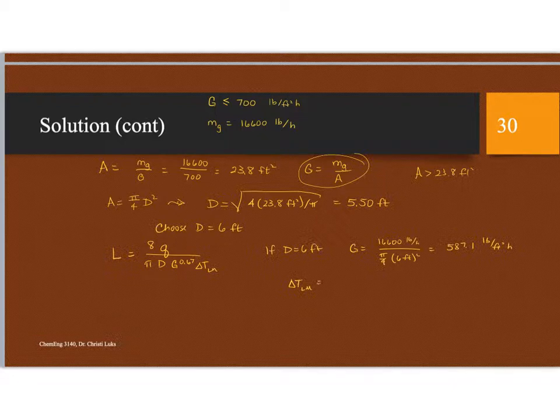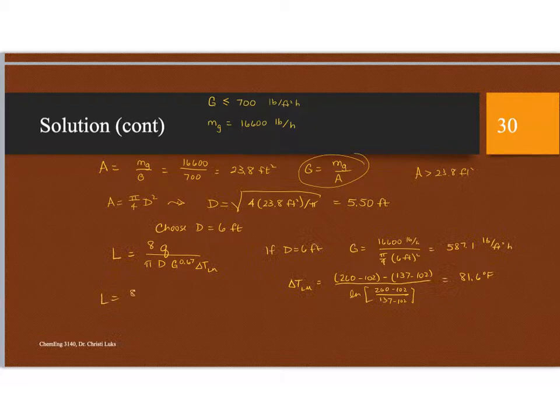Now delta T log mean is based on the air temperatures as compared to their wet bulb. So the air came in at 260 with a wet bulb of 102, and it left at 137 with a wet bulb of 102, divided by the natural log of these as a ratio. And if you calculate that, that's 81.6 degrees Fahrenheit is delta T.